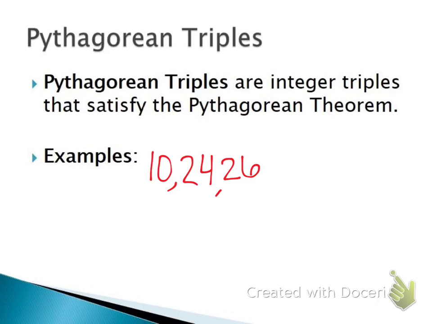The most common one that you'll see is 3, 4, 5. Okay, 3 squared is 9, 4 squared is 16. If we add those, we get 25. The square root of that is 5. So 3 squared plus 4 squared equals 5 squared. There are other ones that we'll come across. So these are the ones where all 3 numbers are integers. We don't have to do any simplifying of radicals. They're all perfect square numbers when we square them.